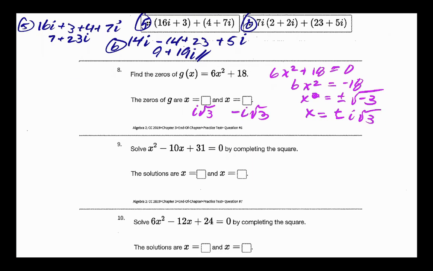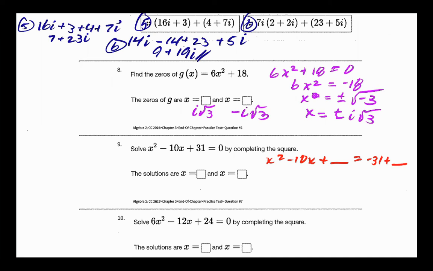Okay, remember, on completing the square, we're going to take our x squared and our negative 10x and put them together on one side. We're going to move the other thing over because it is equal to 0. And to complete the square, that's what we have to do. Remember, I told you to put a blank there. And then on the other side, we're going to have negative 31, and we're going to put a blank there.